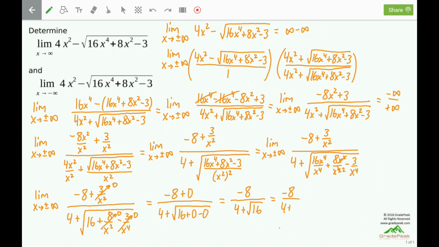The square root of 16 is a 4. 4 plus 4 is an 8. Negative over a positive is a negative. The 8's can cancel, leaving a negative 1. And that is the result of each of the two different limits.